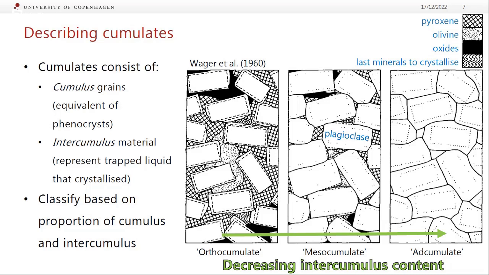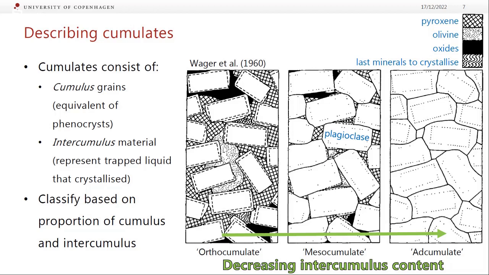When it comes to describing cumulates, you can pretty much just divide them up into cumulus grains. These are kind of our equivalent of phenocrysts, right? They're the big crystals that have either grown in place if it's in situ, or they've settled from a magma if they're sinking or rising. And in between those, you'll have, again, some amount of trapped liquid, and that will crystallize to make intercumulus material. So these could be intercumulus grains.